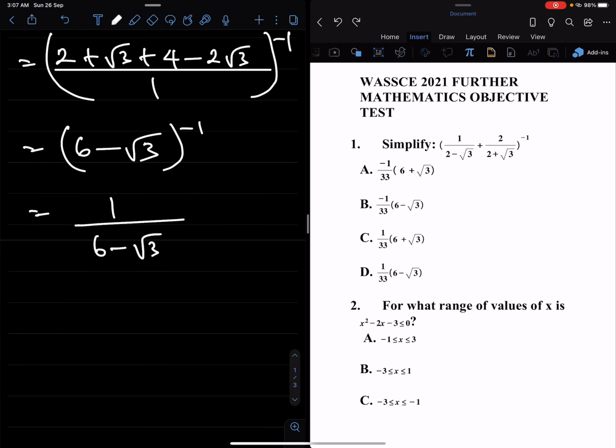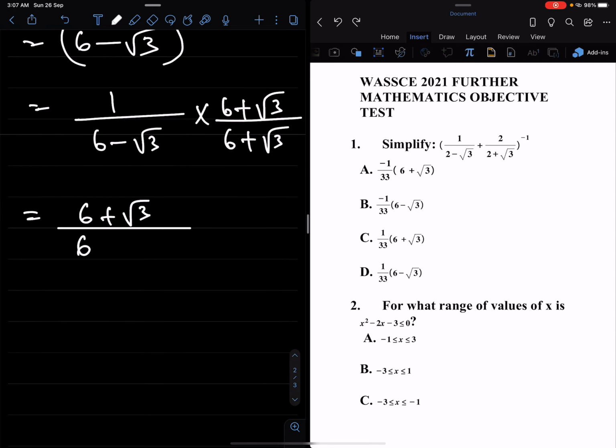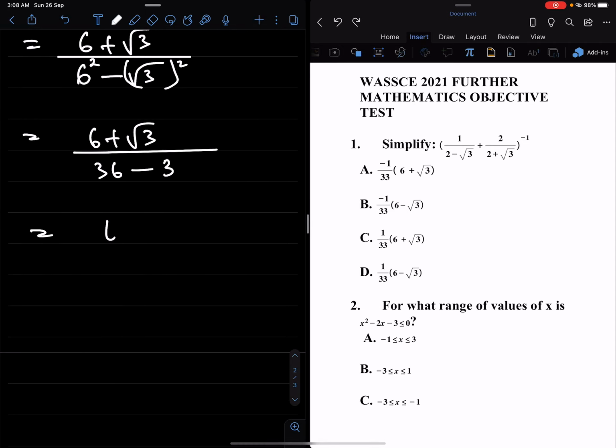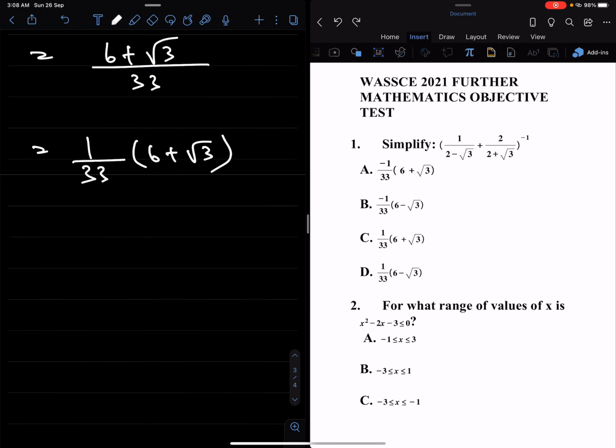And now we can rationalize the denominator by multiplying both the numerator and denominator by the conjugate of the denominator, which is 6 plus root 3. The denominator is the same as 6 squared minus root 3 squared. If you work that out, you get 6 plus root 3 over 36 minus 3, which is 6 plus root 3 over 33. And I can write that as 1 over 33 times 6 plus root 3, which is option C.